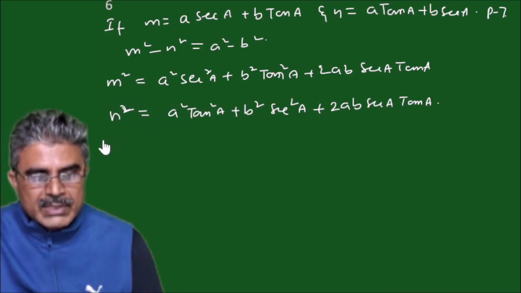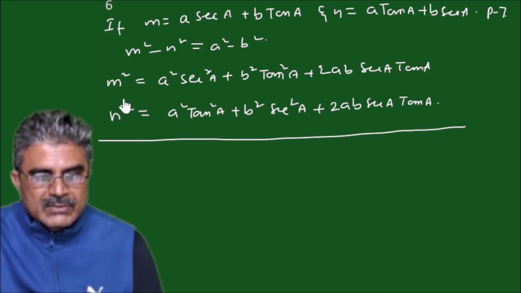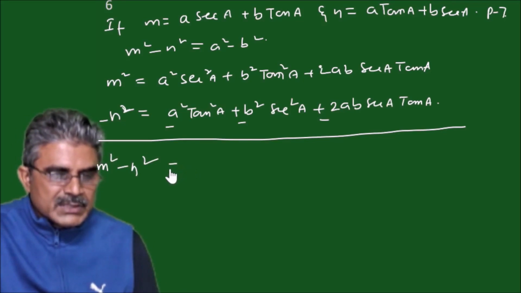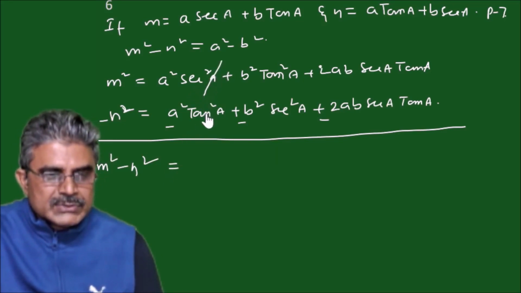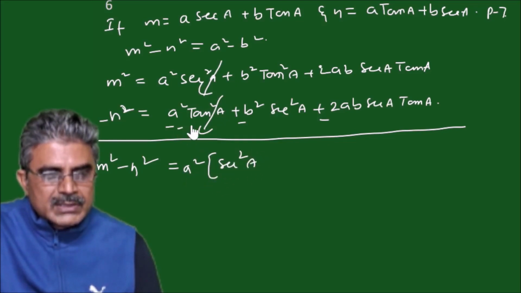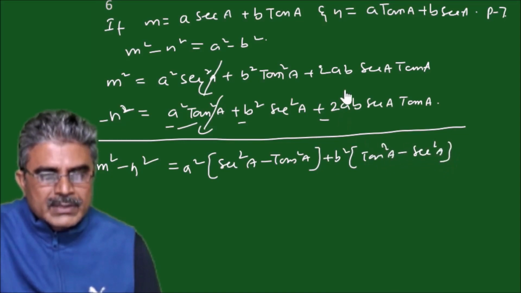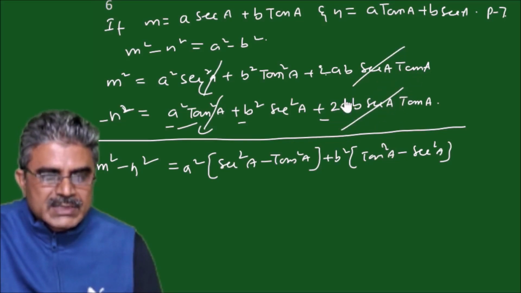So subtract this n square from m square. By doing like that, you will have m square minus n square on the left hand side, which is equal to, in these two terms, if you observe, a square can be taken, a square into secant square a minus tan square a, plus b square into tan square a minus secant square a, and here this is 2ab secant a tan a and minus 2ab secant a tan a gets cancelled.